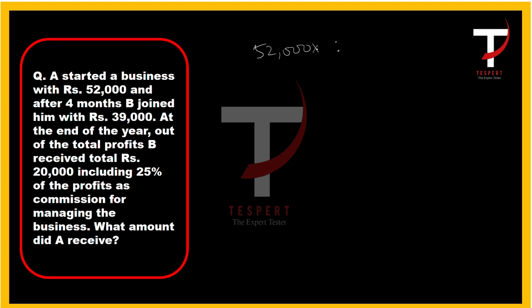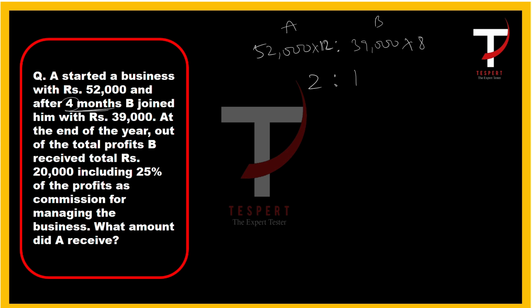For how many months? For 12 months. A invested for 12 months. And B invested 39,000 for 8 months. Why 8 months? Because B joined after 4 months after A. So B joined after 4 months, and 4 months means 12 minus 4, which is 8. So calculate the ratio. If you calculate, you will get 2:1 as the ratio of profits, right?